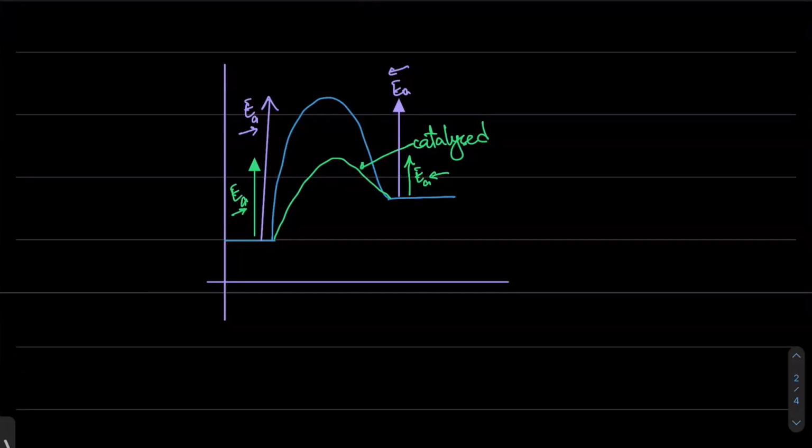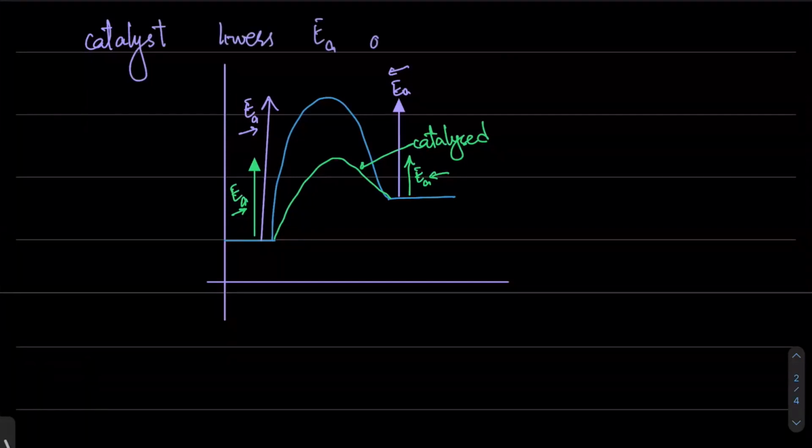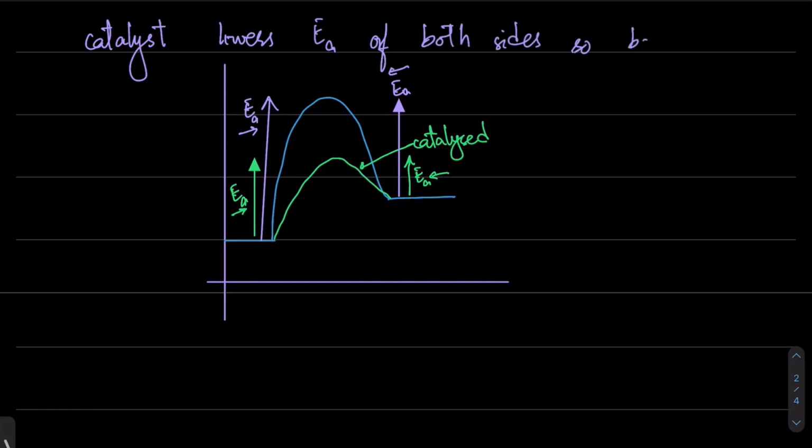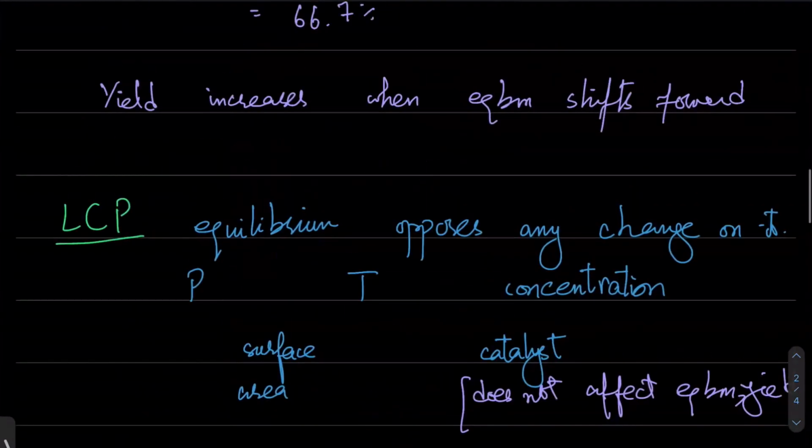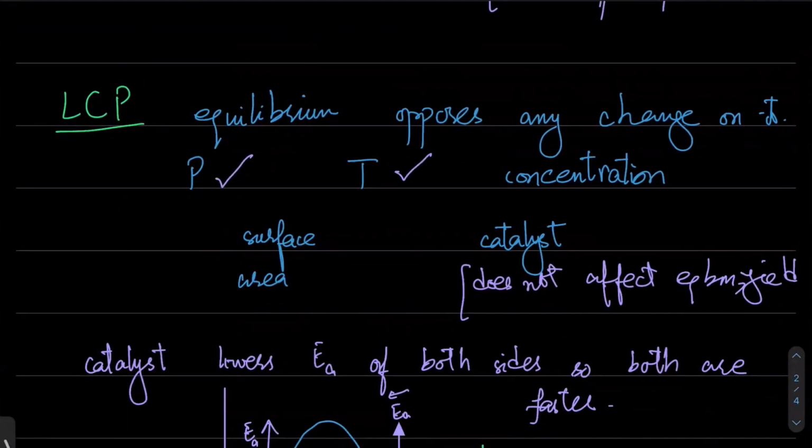Equilibrium is not affected. Why? Because equilibrium only gets affected when one side is faster and the other is not. यहाँ पे तो दोनों फेज होगी. Catalyst lowers activation energy of both sides. So both are faster. Equilibrium remains unchanged. Yield remains unchanged. The only things that affect it are pressure, temperature, concentration, not surface area, not catalyst.